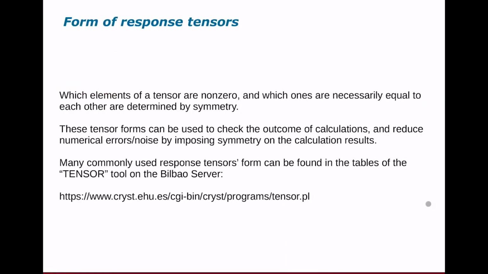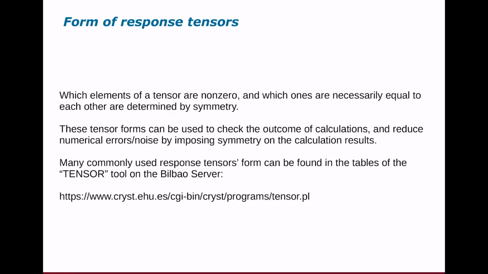Now, just as a summary, which elements of a tensor, like the conductivity tensor, are non-zero, and which ones are necessarily equal to each other, is determined by symmetry. These tensor forms, what I've just shown you, can be used to check the outcome of your calculations as I described. And by imposing these symmetries, for example, averaging elements that should be equal to each other or setting elements to zero which should be zero, you can reduce the numerical errors.